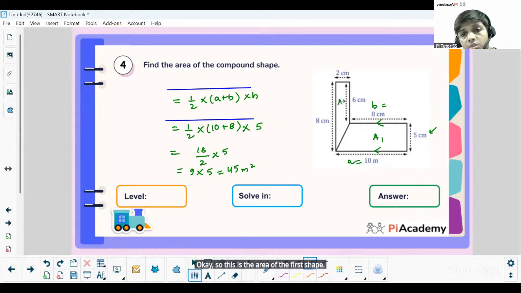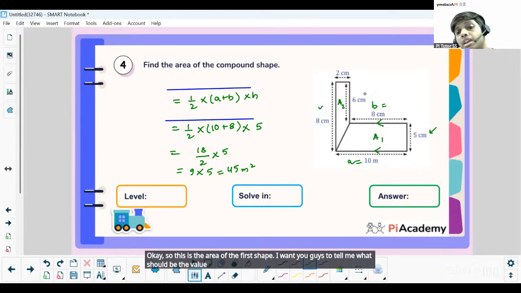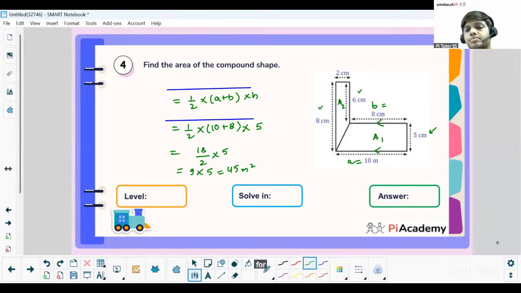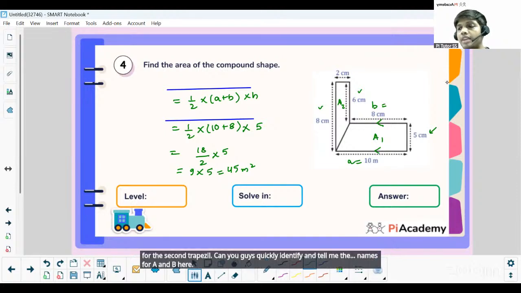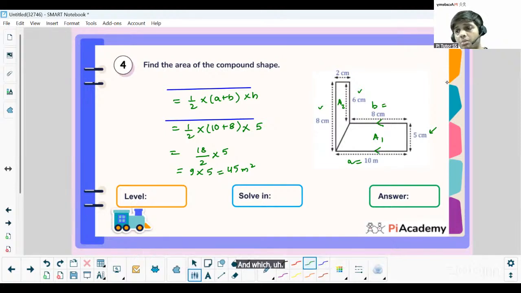I want you to tell me what should be the value of A and B for the second trapezium. Can you quickly identify and tell me the names for A and B here, and which side is going to be present there? Yes, anyone? Jessica, can you identify it for the second shape here? Which are the parallel sides?